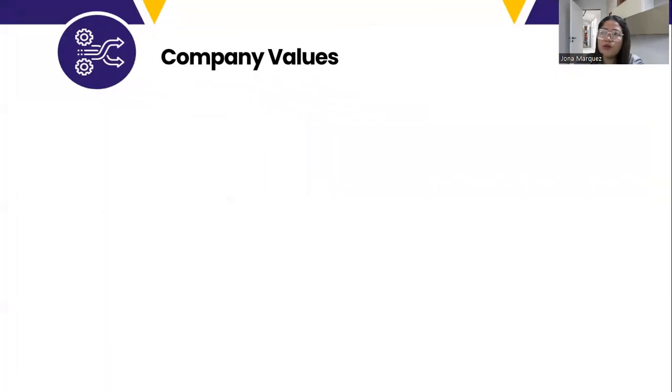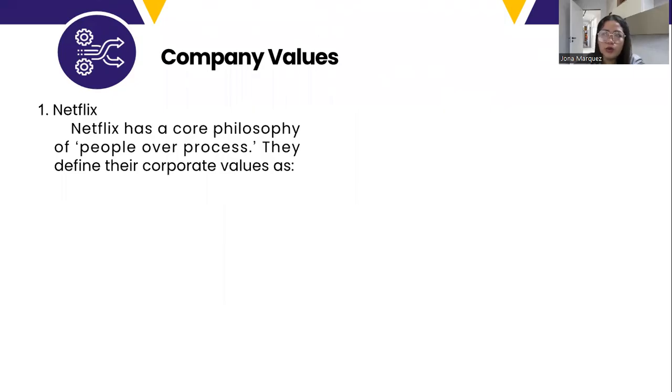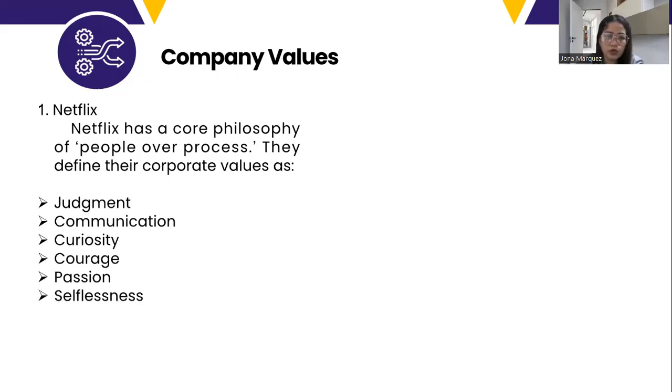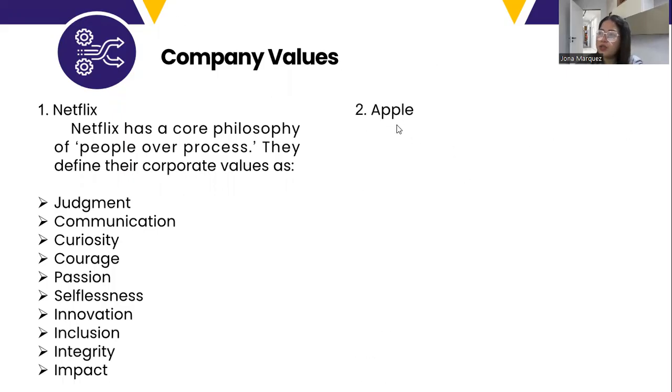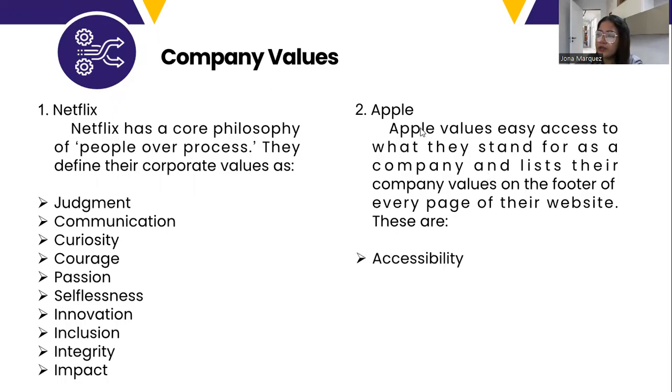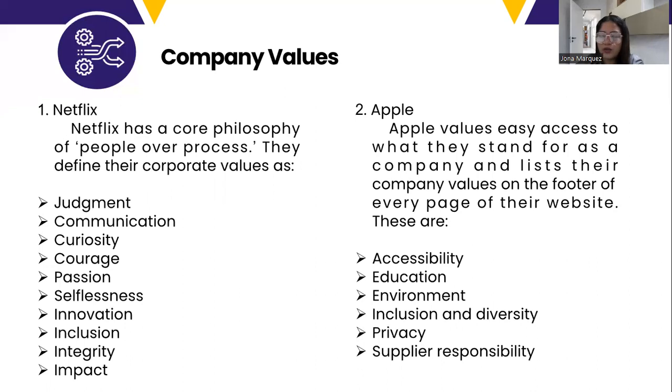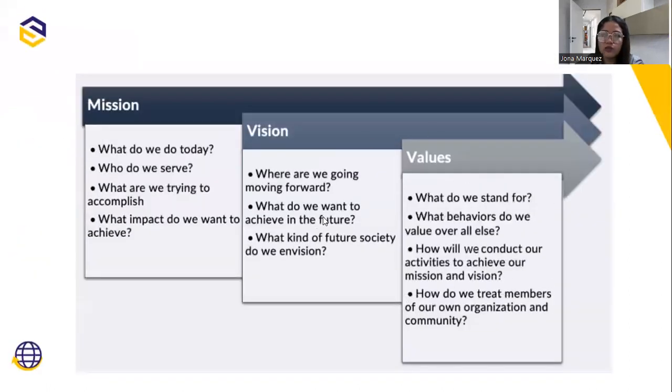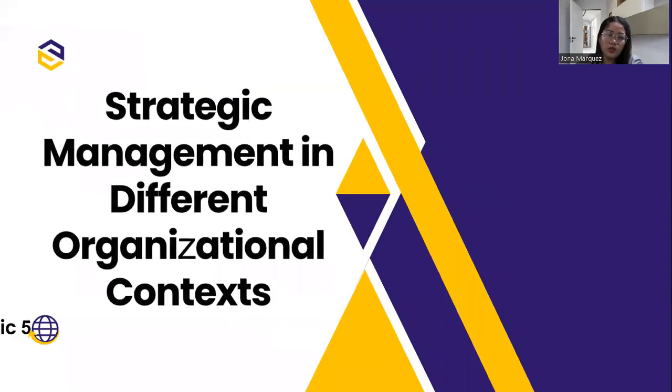Okay. So I have here examples of company values. This is Netflix. Their core philosophy is people over process. They define their corporate values as judgment, communication, curiosity, courage, passion, selflessness, innovation, inclusion, and integrity. Another company is Apple Incorporated. So here are their company values: accessibility, education, environment, inclusion and diversity, privacy, supplier responsibility. So, to sum up, those are the questions to be answered for mission, vision, and values. Okay, so let's proceed with our last topic, strategic management in different organizational contexts.